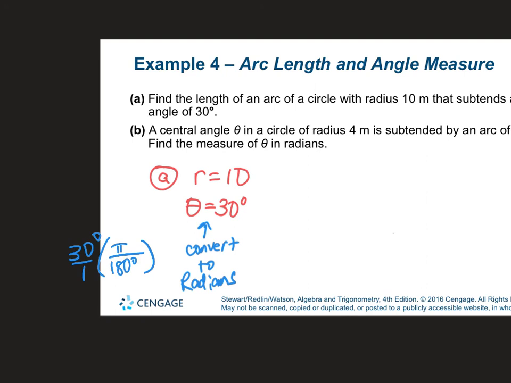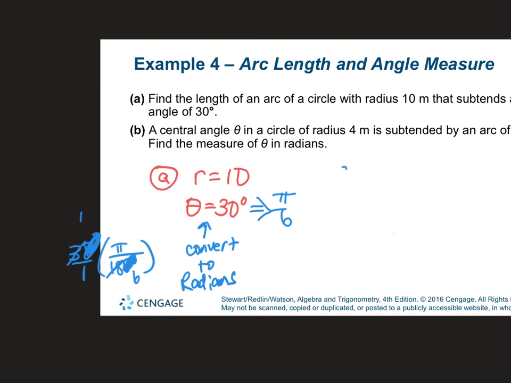Because I want my degrees to do what? Cancel out. So the zero and the degrees cancel. How many times does 3 go into 18? I'm left with 1 on top and 6 on the bottom. So my angle, my central angle that I'm going to use is pi over 6. You have to convert to radians first.